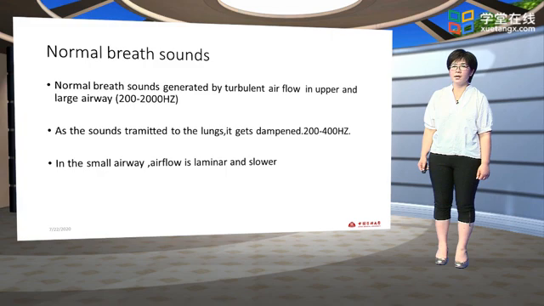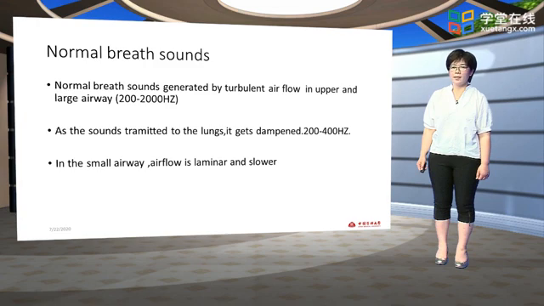The normal breath sound is generated by turbulent airflow in the upper airways and the large airways of the lungs. The frequency is 200 to 2000 Hz. As the sound is transmitted to the lungs, it gets deadened. Higher frequencies are lost, and a softer, lower pitched sound is heard, around 200 to 400 Hz.